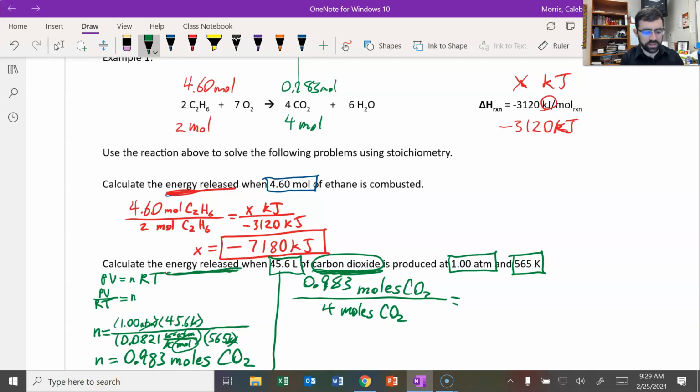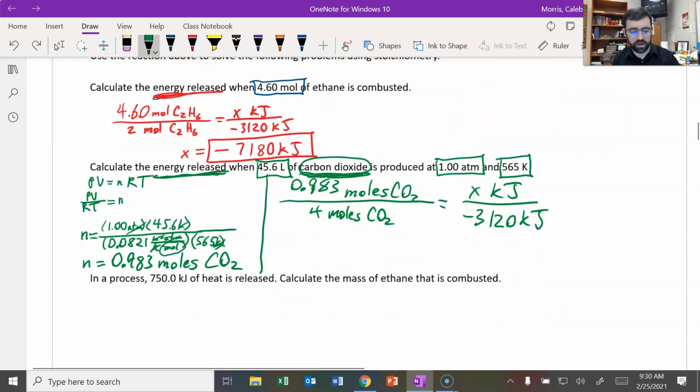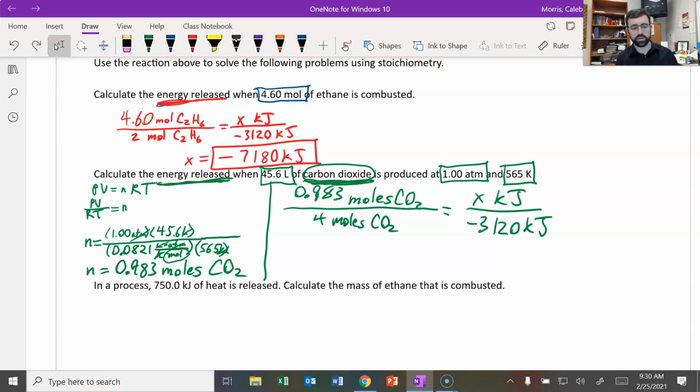Then I'm looking for the energy that's released, so X kilojoules divided by negative 3,120 kilojoules. I'm just going back to this once again. Solve for X, just rearrange. 4X equals 0.983 times negative 3,120. Divide by 4. If you want to do that in 2 steps, you're going to end up with negative 767 kilojoules.